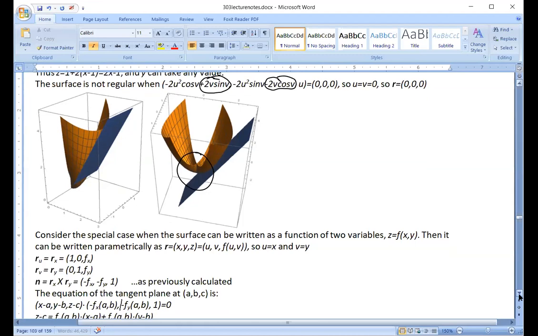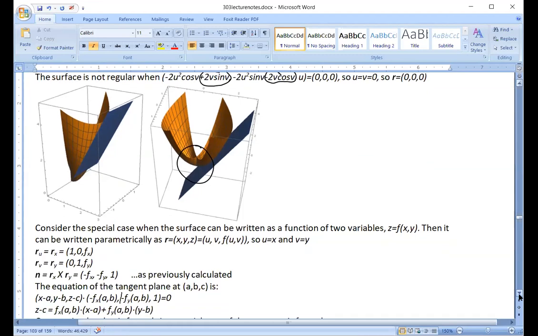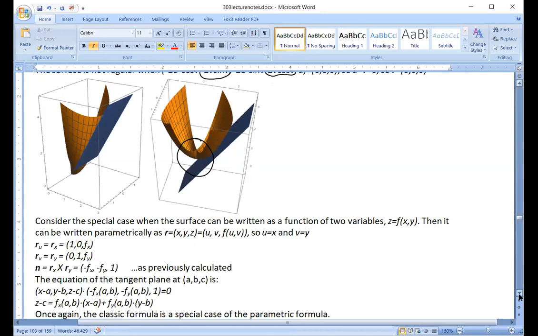Expand it out, what do you get? If you expand it out and then put the z minus c term by itself, you get z minus c equals df/dx at the point a, b times x minus a plus df/dy at the point a, b times y minus b. Once again, this is the classic formula that we already know for the tangent plane. So the classic formula in coordinates is a special case of the formula written parametrically.